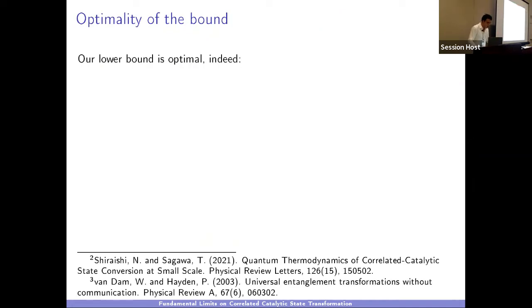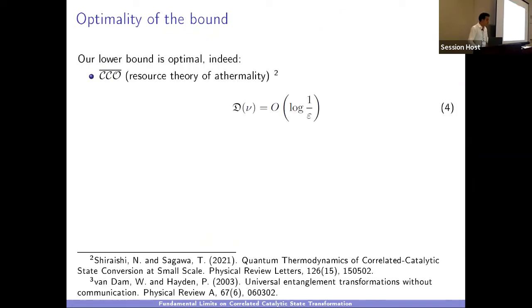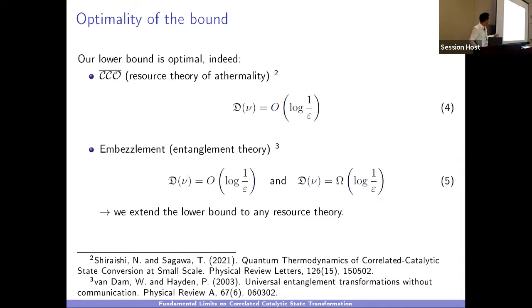That's the limit, basically. So we show that our bound is optimal. Indeed, we can achieve it by a well-known procedure known as asymptotic to catalytic reduction. We can actually perform this operation, and we have the upper bound O(log 1 over epsilon) that matches our lower bound. And our theorem also holds if we don't perfectly recover the catalyst. I'm not talking much about that, but we recover the bounds given first for embezzlement, lower and upper bound, and we extend the lower bound for embezzlement to any resource theory.